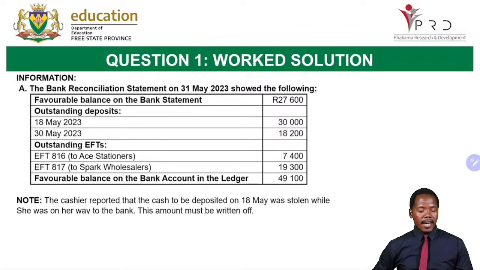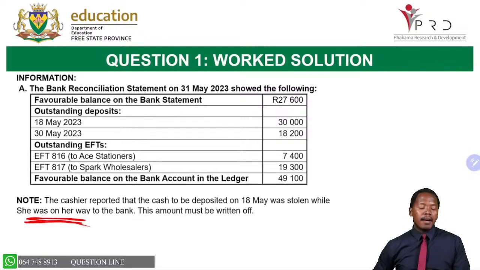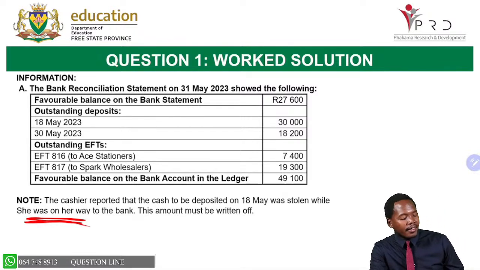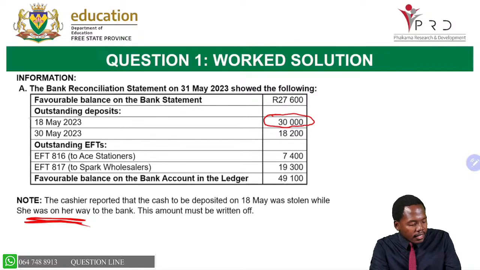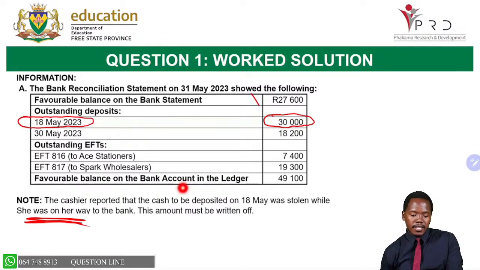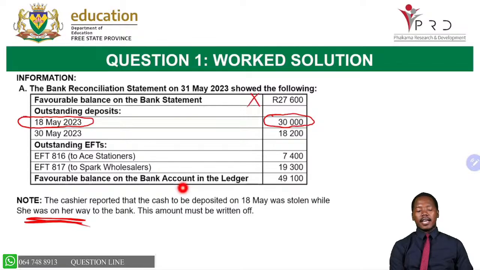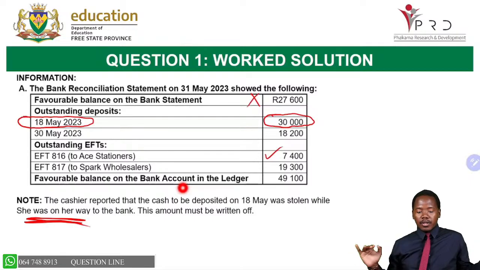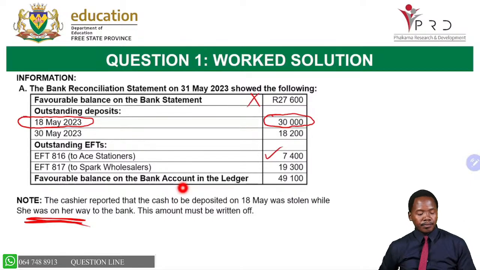Now let us look at the next transaction. Remember, money was stolen. The cashier reported that the deposit on the 18th of May, let us look at that deposit. Here is the deposit. It says 18 May. Are we all clear there? Remember the 27,600, we do not enter it anywhere. And then the 7,400, we have solved it. We're not going to look at it anymore. Okay, please tick what you have solved.